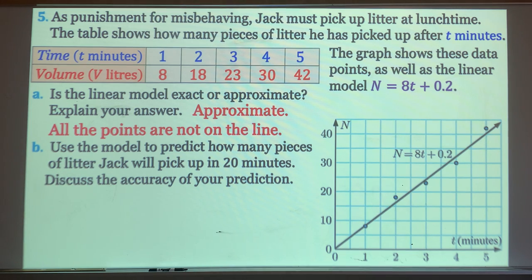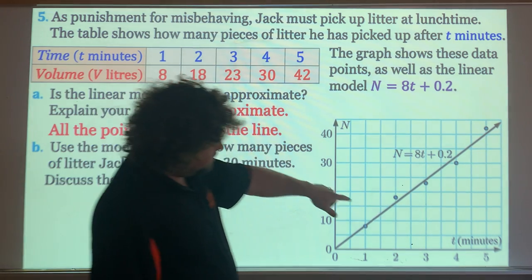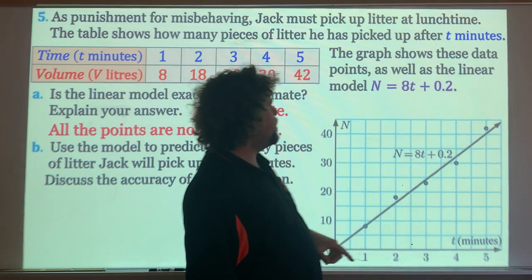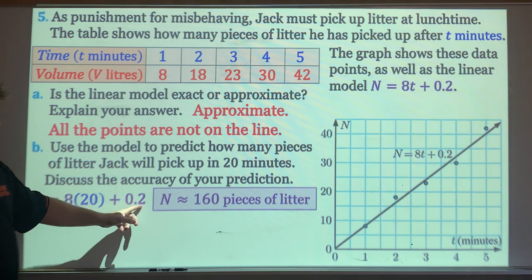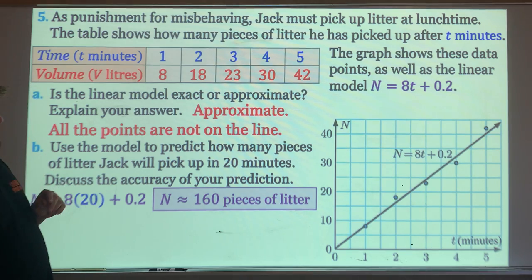Use the model to predict how many pieces he'll pick up after 20 minutes, and then discuss how accurate you think this is. All right, so T is in minutes. We're going to put it at 20. N equals 8 times 20 plus 0.2. 8 times 20 is 160 plus 0.2, so it's about 160 pieces of litter.